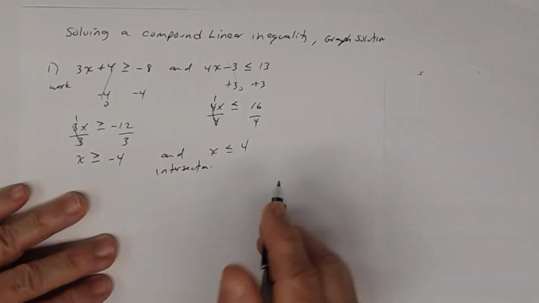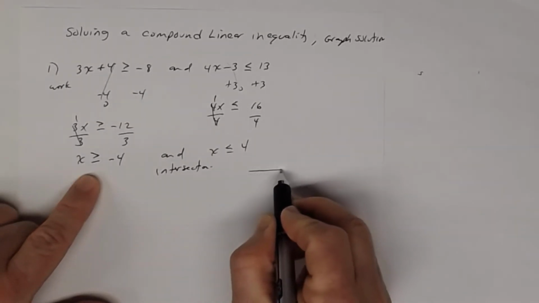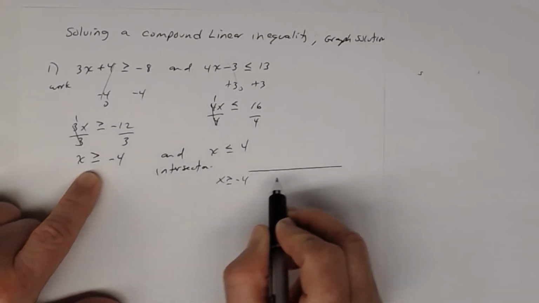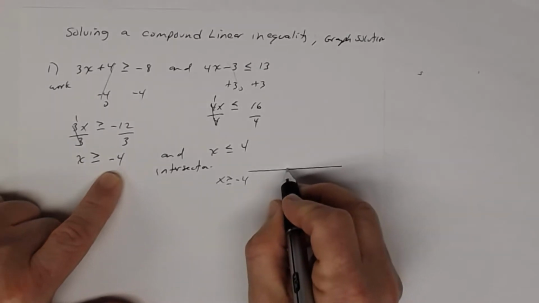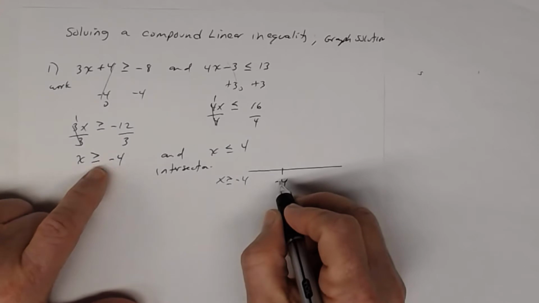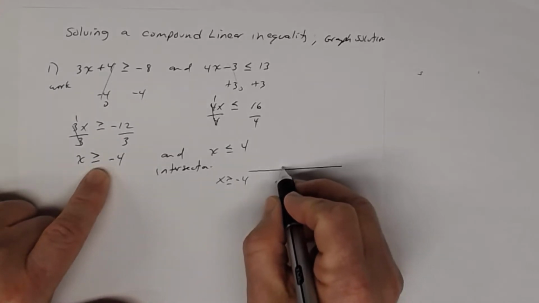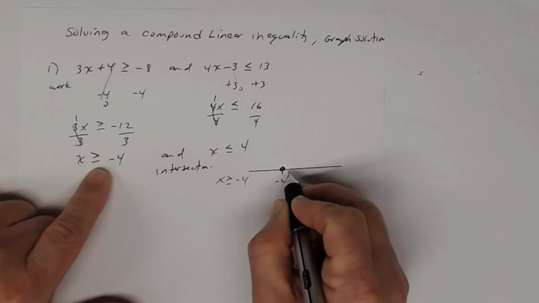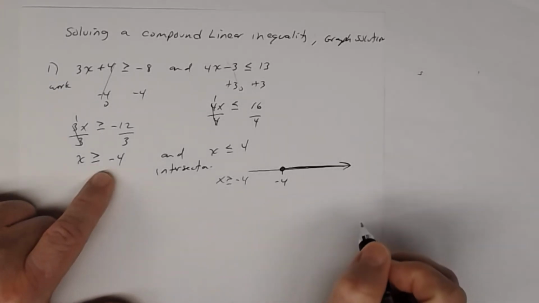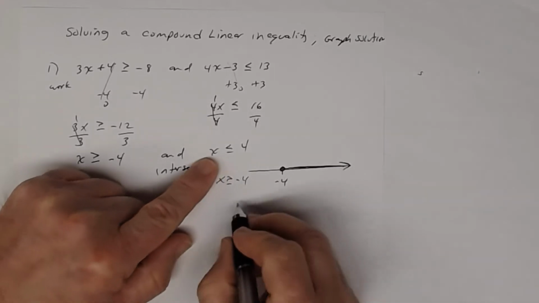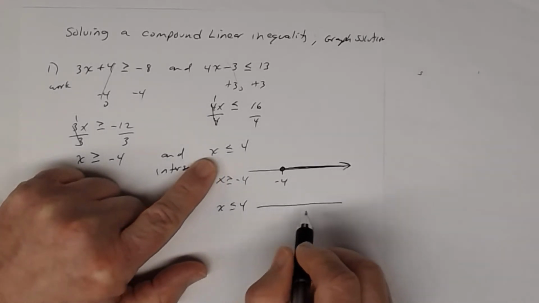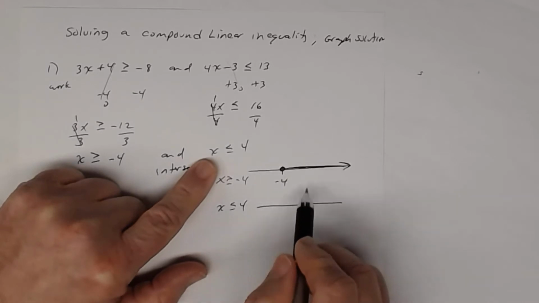Here's how you're going to get your final graph. The way to do this is to graph each one individually. So here's the graph, x is greater than or equal to negative 4. Let's say this is negative 4. Since it's greater than or equal to, you see that equal sign? We're going to put a closed circle, and I'm going to shade in every number to the right because it says that x has to be greater than or equal to negative 4. Now let's do this one. Let's graph x is less than or equal to 4. Now be careful. When you put the numbers, put them in relation to each other.